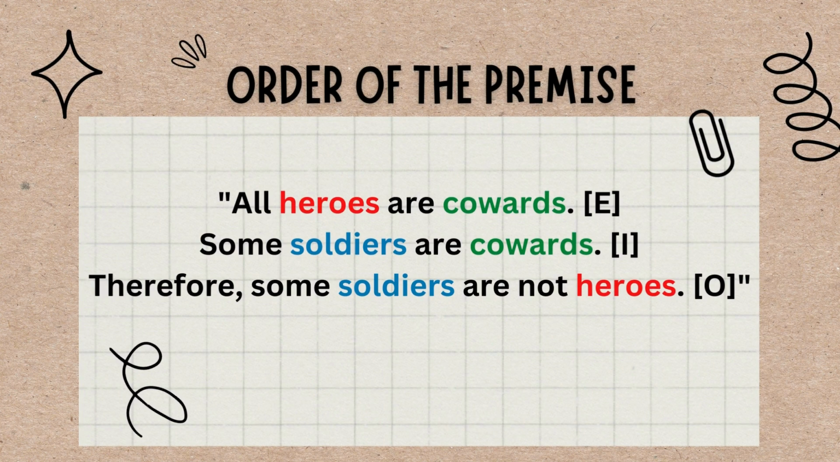Correction: here it's not "all heroes," it's "no heroes are cowards." No heroes are cowards is the first premise. Some soldiers are cowards is the second premise, and therefore some soldiers are not heroes is the conclusion. No heroes are cowards is an E type proposition, a universal negative. Some soldiers are cowards belongs to I type, which is particular affirmative, so it is also a proposition. Some soldiers are not heroes, the conclusion, belongs to O type, that means particular negative, so it is also a proposition. So the first requirement of a valid syllogism is met.